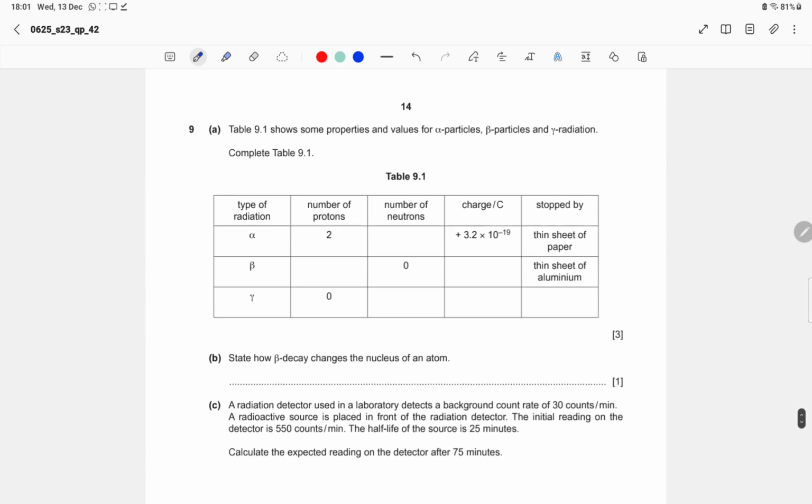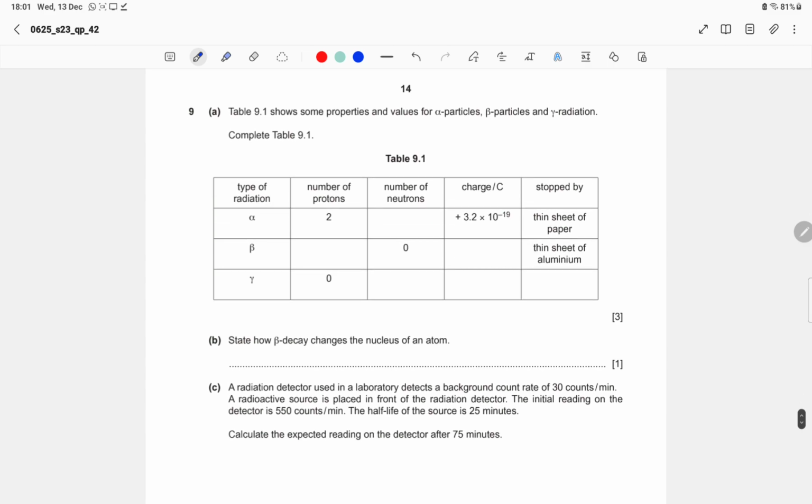Table 9.1 shows the properties and the values of alpha, beta, and gamma. You need to remember this. In alpha, the number of neutrons is 2. This is the charge, and it can pass through thin sheets of paper. Beta has 0 protons, 0 neutrons, but it has a charge of minus 1.6 times 10 to the power minus 19. Gamma has 0 protons, 0 neutrons, 0 charge, but it cannot pass through thick lead. Basically, normally it's 6 centimeters thick.